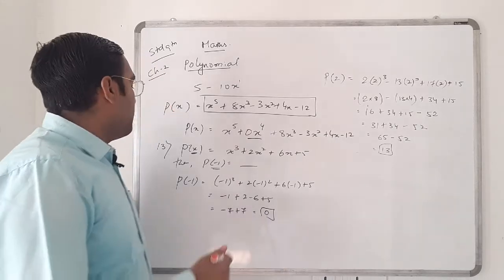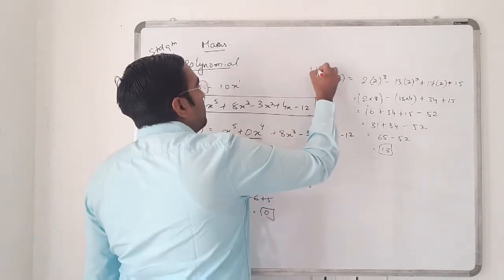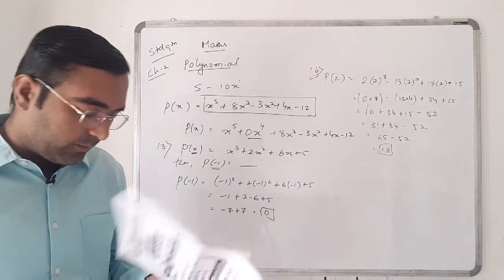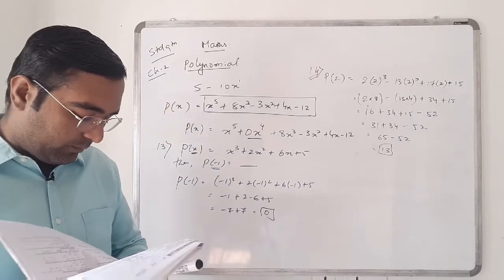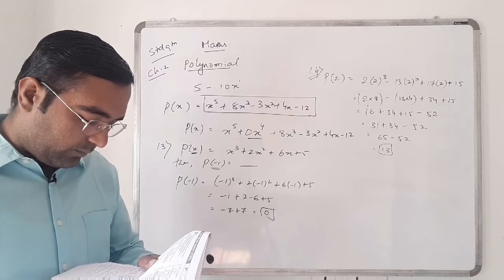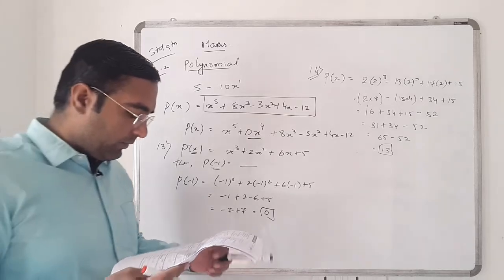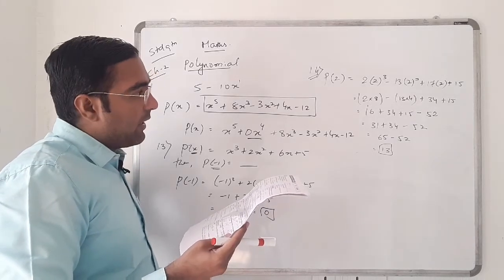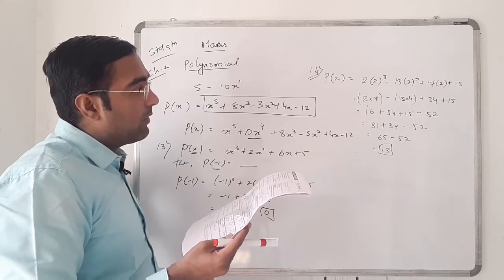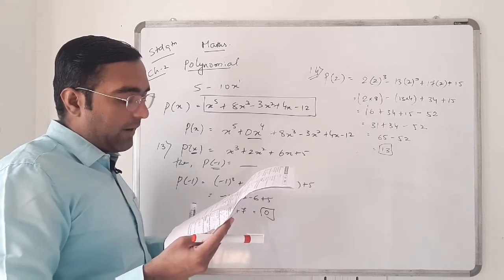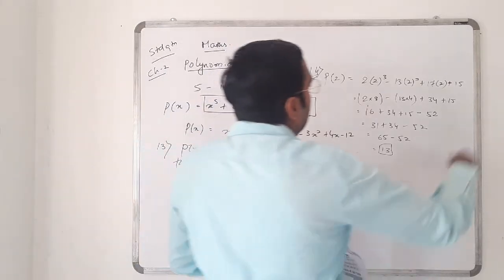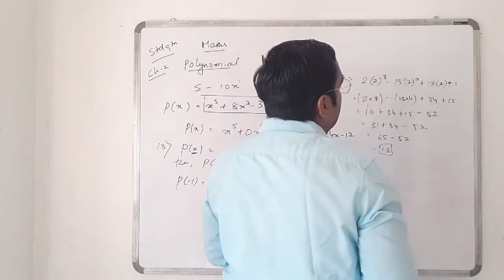Question number 14. Two x cube minus 13x square plus 17x plus, that's not a 15, that's a 12. It's my mistake in the question that was given here, that is 12.